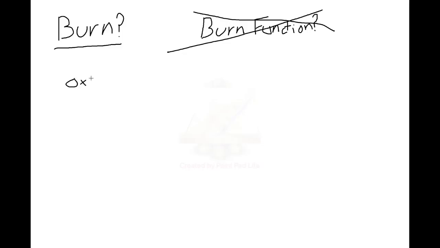But wait, what about the burn? Isn't there some burn function that burns the coins? No, there is no burn function. That does not exist in the code. Instead, there's a burn address, which is a wallet, just like any wallet. But the only difference is this wallet does not have a private key associated with it.